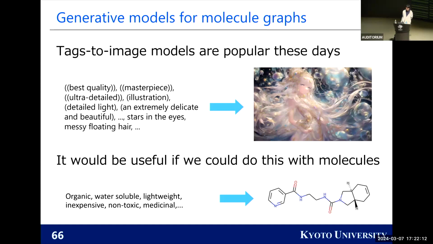And these models are great, but it would be great and useful if we could do this with molecules. For example, if we specify the properties of molecules like organic, water soluble, lightweight, inexpensive, and non-toxic, and so on, and if the model generates the graph or the molecules that meet these properties, then it will be great and can be used for drug discovery and so on. And it may be more than great. It can save lives and people and so on. So it should be a promising and very attractive task.